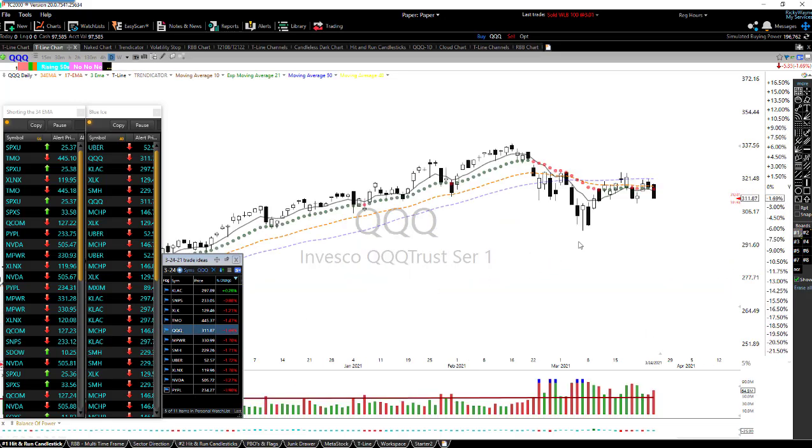The Qs. Look at the Qs, which we just looked at XLK. So the reality is those are the same charts. So again, inside day, weakness, we're going to look to short that.